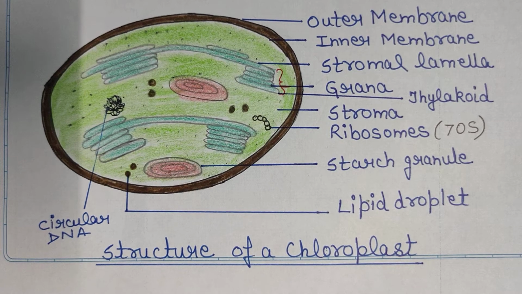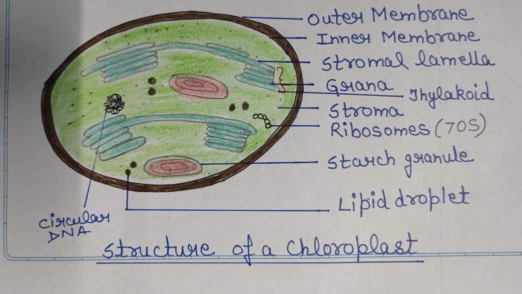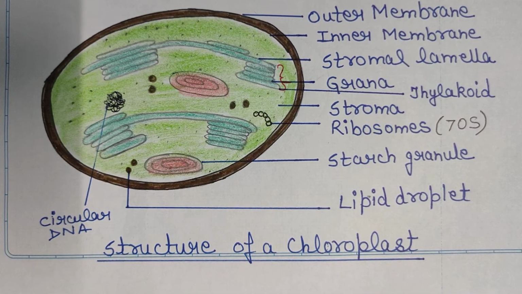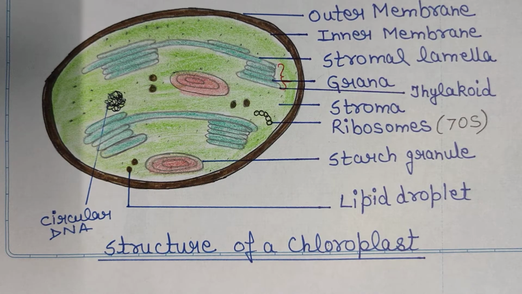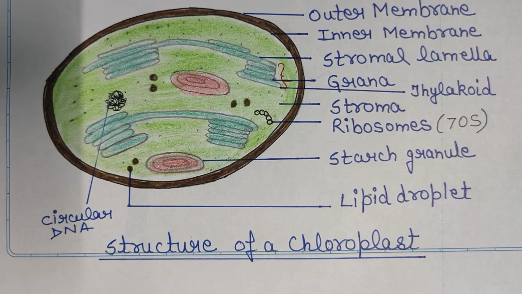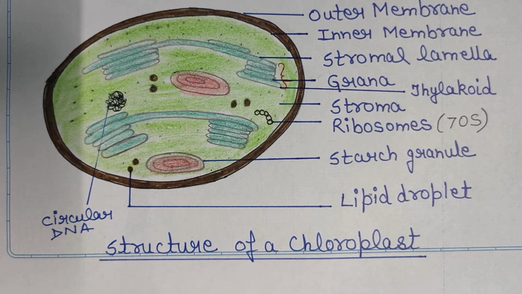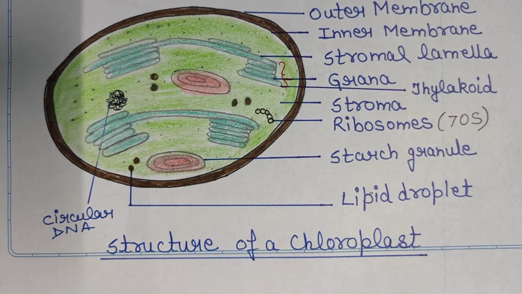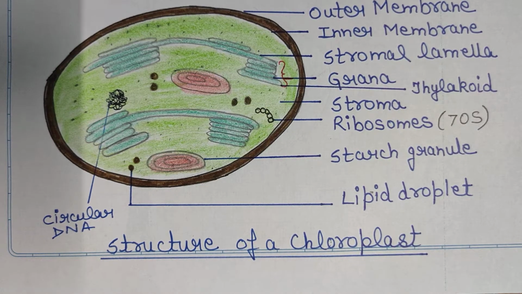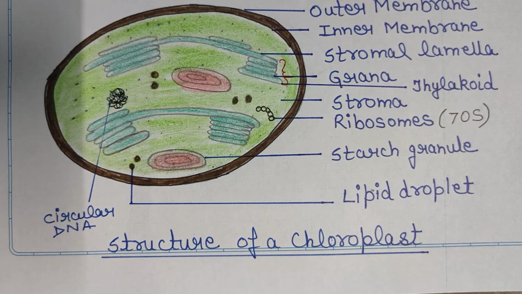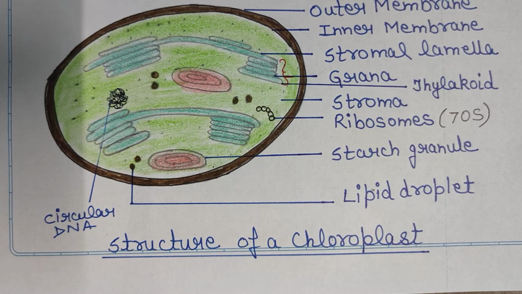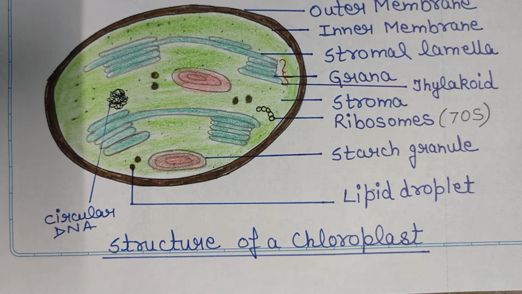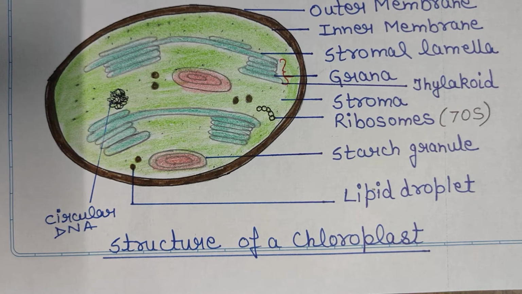So students, in this video we are discussing the structure of the chloroplast. These are the green plastids which are found in the mesophyll cells of the leaves. This contains the chlorophyll pigment which is green in color. The shape of the chloroplast varies from species to species, that is lens shaped, oval, spherical, ribbon like.